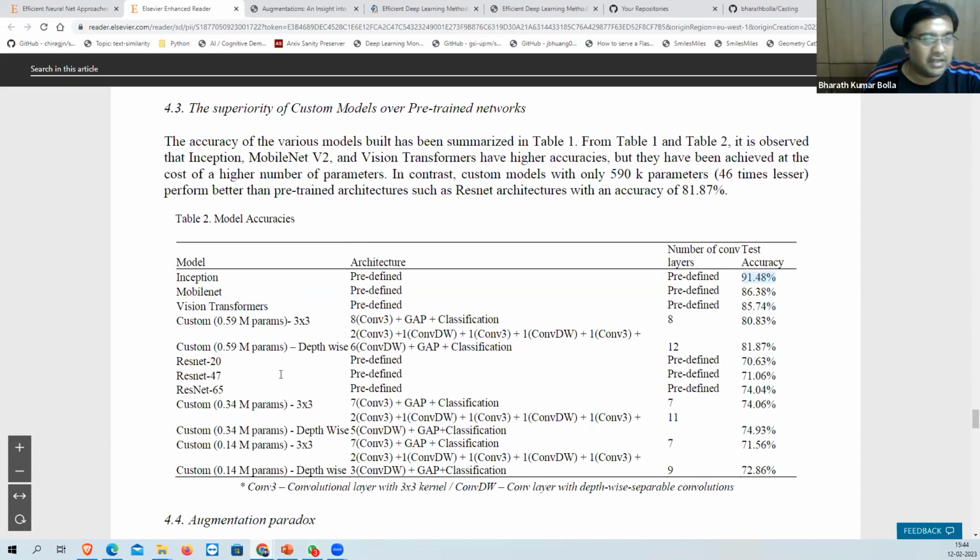But when we use the same architectures, which are like 590 million parameters, 34 million parameters, 14 million parameters, with depthwise and without depthwise, with the 590K parameters with depthwise, we got 81.87% accuracy. This is almost on par with MobileNet, though of course 5 percentage points still lower. So we took our best architecture, not even 590 million, it's a 590K parameter model.